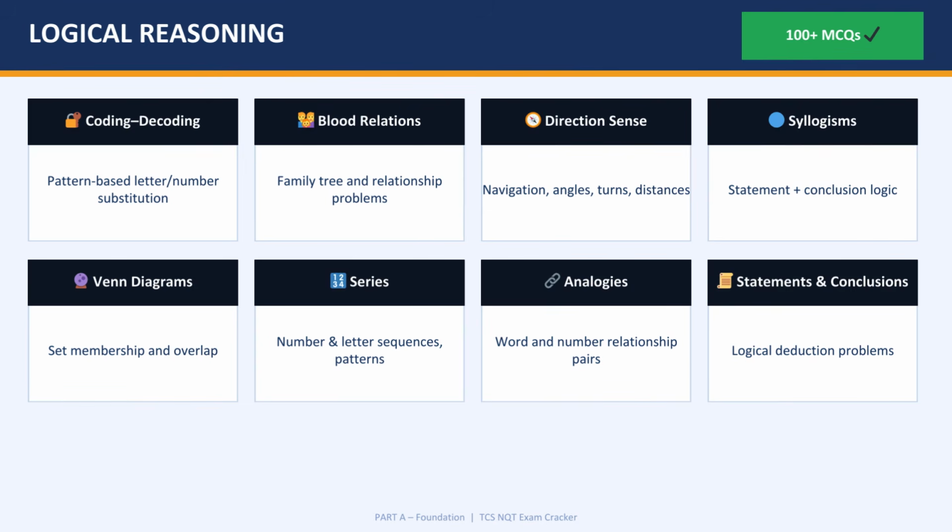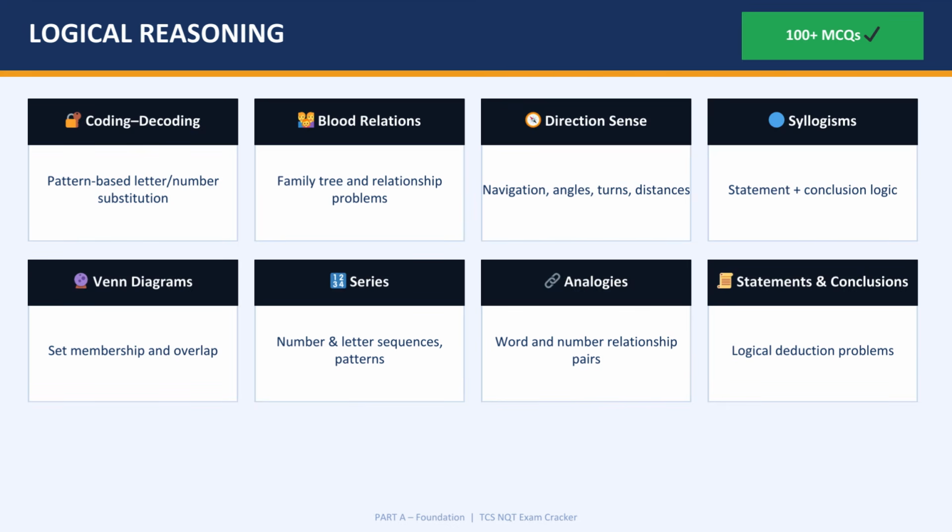Moving to next slide, logical reasoning. Next up, logical reasoning. The topics here are coding and decoding, blood relations, direction sense, syllogisms, Venn diagrams, series, analogies, and statements and conclusions. Let me break down what each one actually tests. Coding and decoding tests letter or number substitution patterns. Blood relations tests family tree problems. Direction sense tests navigation with turns and angles. Syllogisms test statement plus conclusion logic.